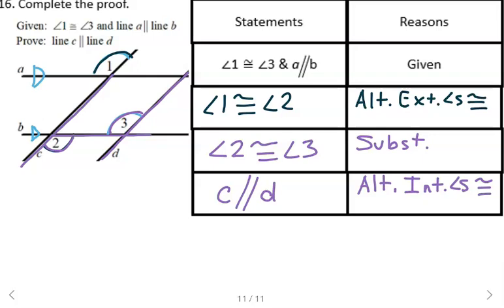So you can expect a proof fairly similar to that on your test. It may not use alternate exterior angles or alternate interior angles, but it would be fairly similar. You might have to use corresponding or same side interior angles being supplementary. So hopefully all that makes sense. Feel free to watch it a second time if you need to prepare for the test.